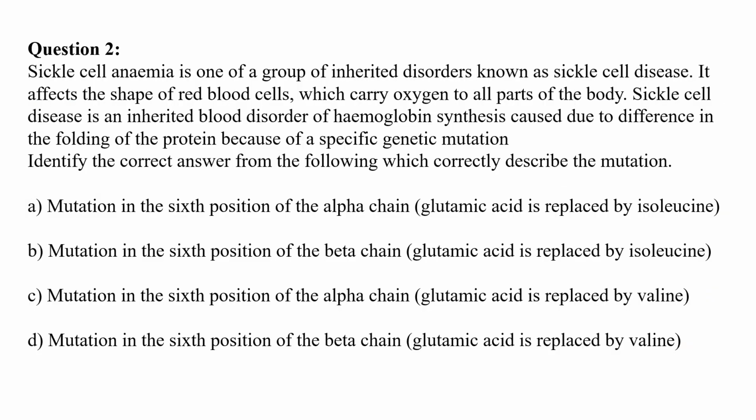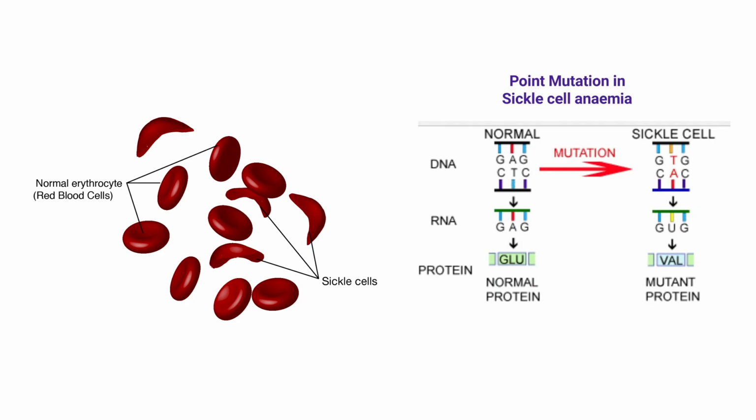Okay, so the correct answer for this question is option D, that is mutation in the 6th position of the beta chain, where the glutamic acid is replaced by valine. So what happens in sickle cell anemia? You see these rounded red blood cells. So these are the normal red blood cells or the normal erythrocytes, which are spherical in shape.